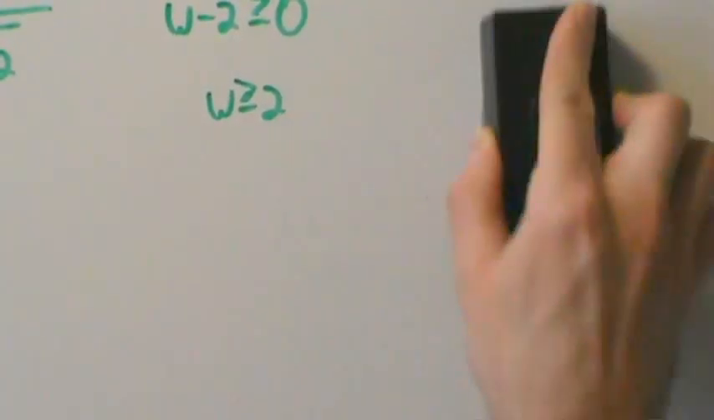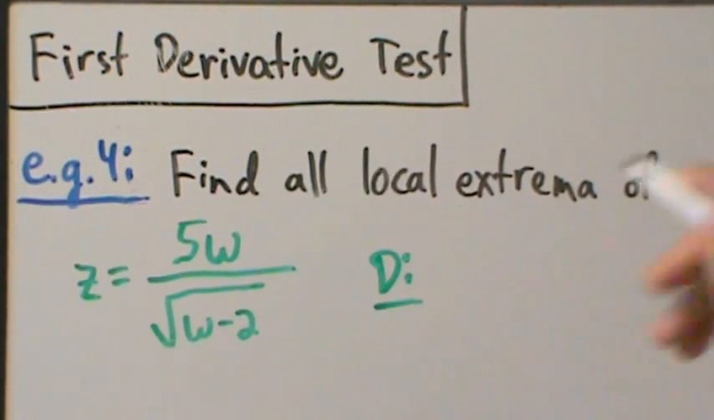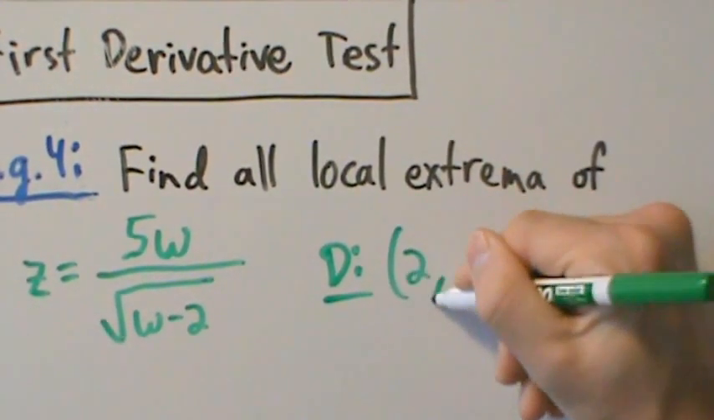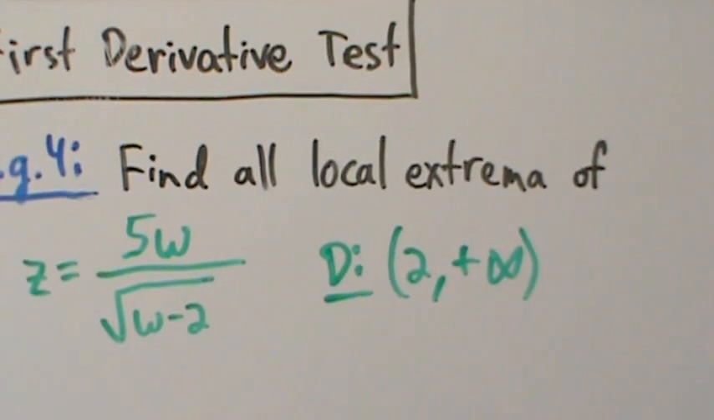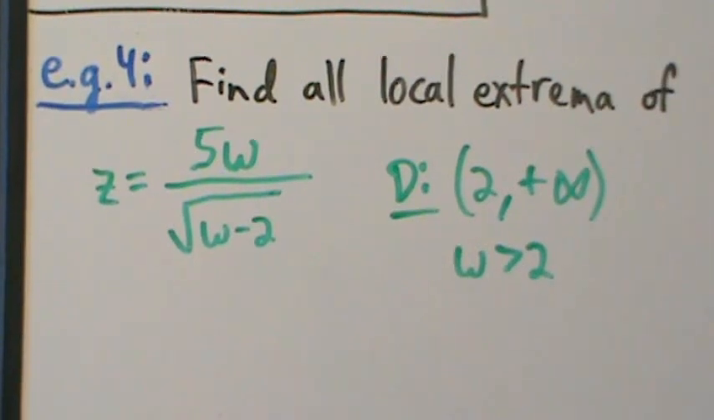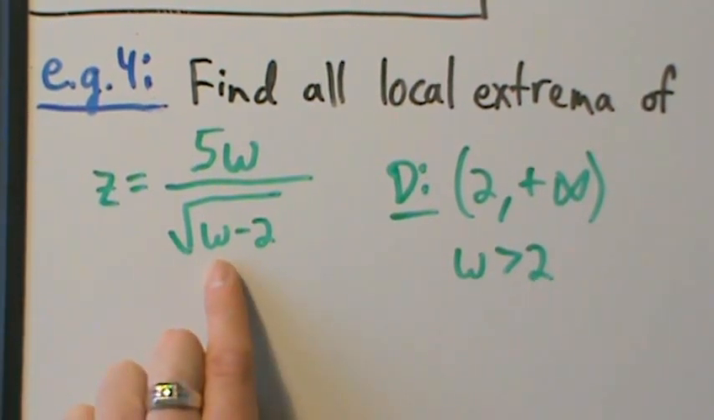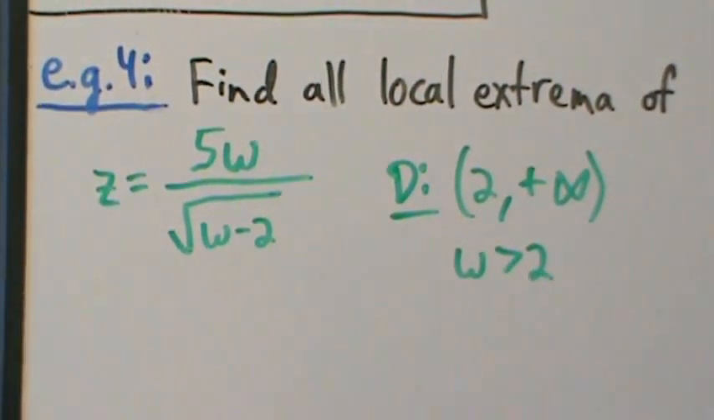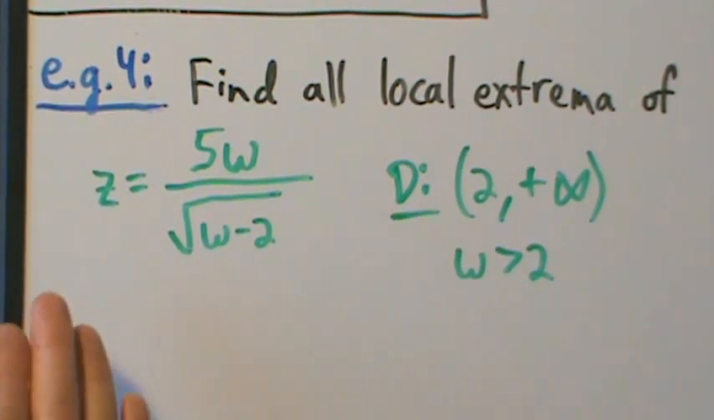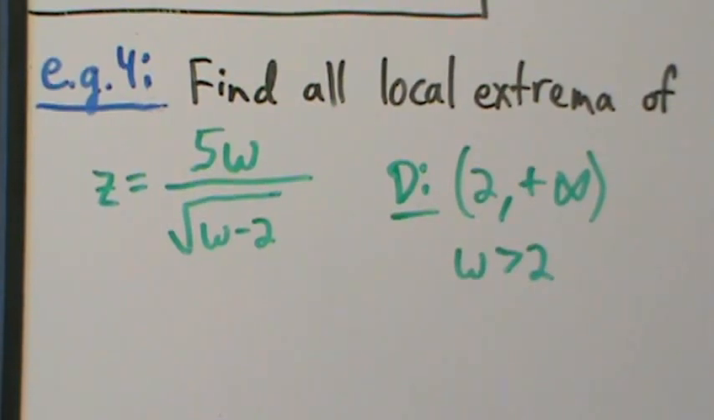So let's get rid of all this and just write that down. We'll put capital D for domain. So the domain is the interval from 2 to positive infinity, or in other words, just w is greater than 2. And remember, we care about the domain because in order for a value of x, or in this case a value of w, to be a critical point, it has to be in the domain. So if we find a potential critical point, so to speak, that's outside of this domain, then we just toss it out, because it doesn't matter. So anyway, that's step 0.